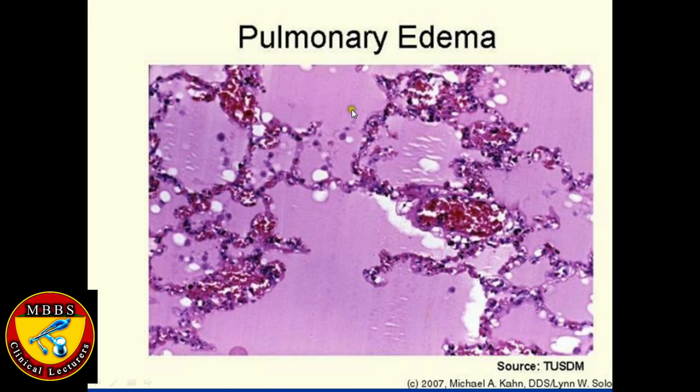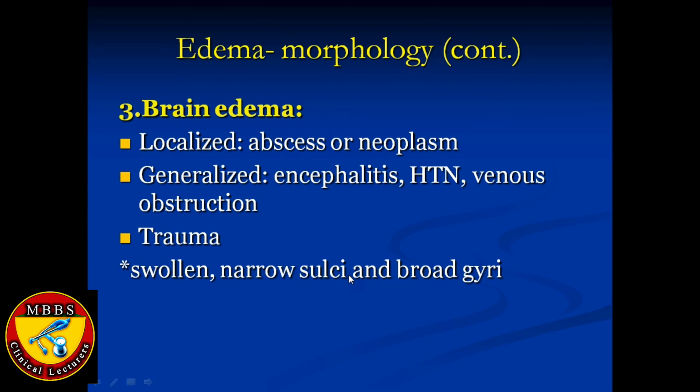This is again a close-up view, and here you can see the alveolar septi and the alveolar capillaries, which are congested, and the fluid moves out into the alveolar septi first and then into the alveolar spaces. So this is accumulation of excess fluid in the lung tissue, and this is known as pulmonary edema.